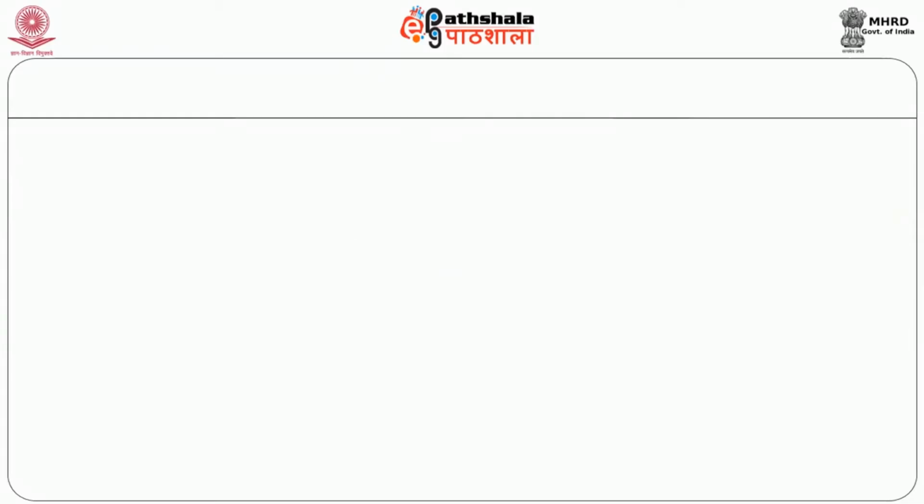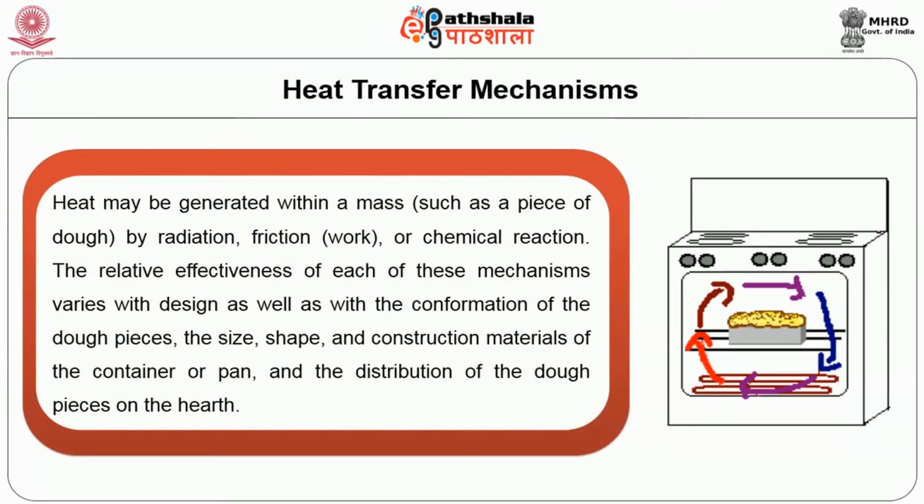The heat transfer mechanisms in ovens are very important, and heat may be generated within a mass such as a piece of dough by radiation, friction through work or chemical reaction. The relative effectiveness of each of these mechanisms varies with design as well as with the conformation of the dough pieces, the size, shape and construction materials of the container or pan, and the distribution of the dough pieces on the hearth.